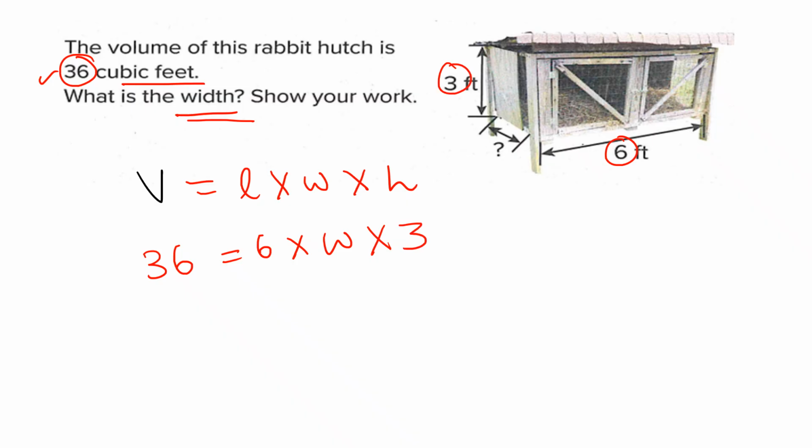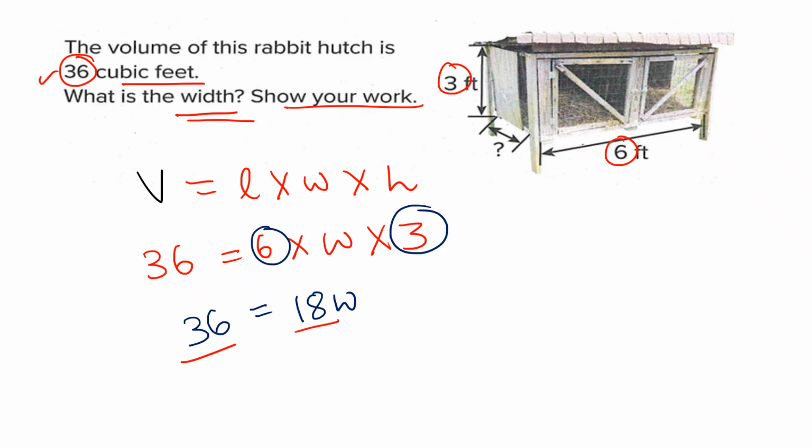Now you need to show your work. So these steps which I'm writing for you are very important. So 6 multiplied by 3, that's 18W, and that's equal to 36. We need W. So we will divide, we remove this 18. So divide both sides by 18. When we do, this is gone. So W is 36 divided by 18, which is 2. So width is 2 feet.